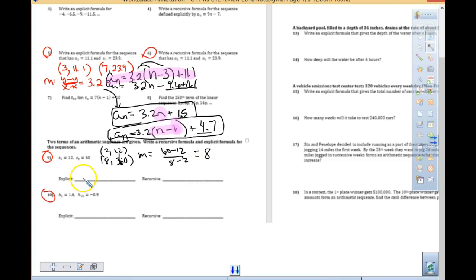So when you go to write the explicit formula, today on the quiz, sometimes it's easier to start with explicit if we are looking at that.